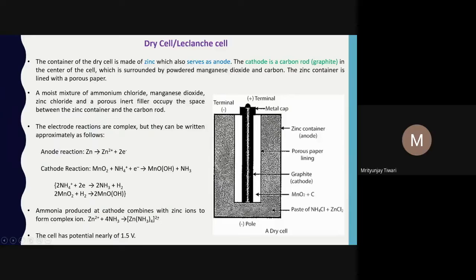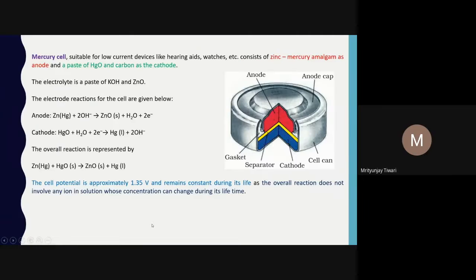So whatever the charge that is given, that will go to the zinc. This cell has a potential of nearly 1.5 volt. This is what we know. Another primary cell of great importance is the mercury cell, and this mercury cell we use in watches and hearing aids. This mercury cell is suitable for low current devices like hearing aids, watches, etc.